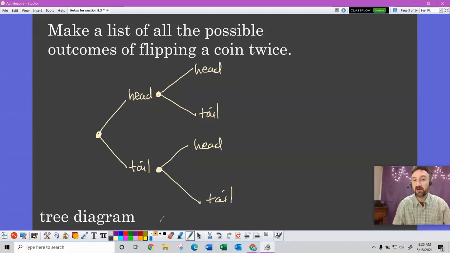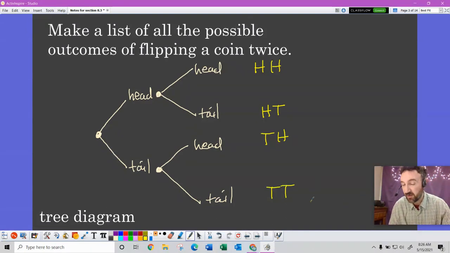Now, if I'm going to list off the outcomes, I have to consider first flip and second flip each time. So this first possibility is heads first and then heads second. The second possibility would be heads first and tails second. The third possibility would be tails first and heads second, and then tails first and tails second. There's actually 4 different outcomes here. And then 2 of those outcomes include one head and one tail.